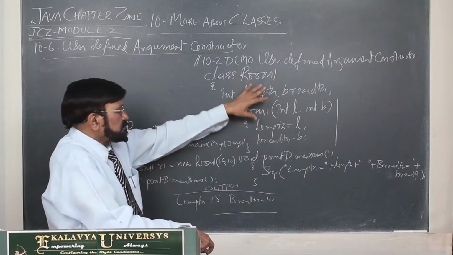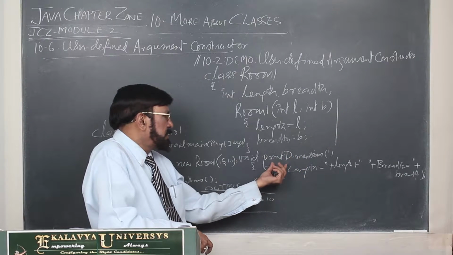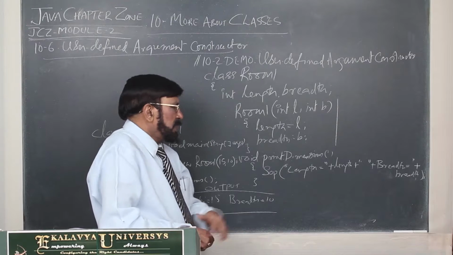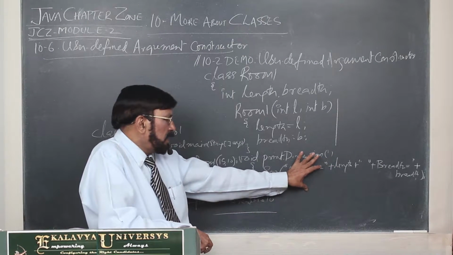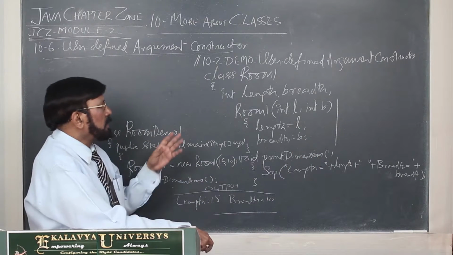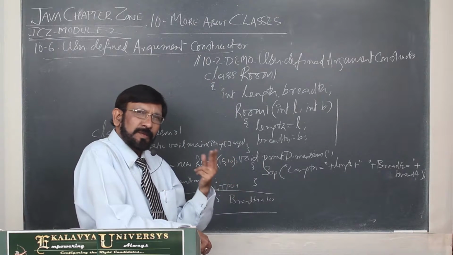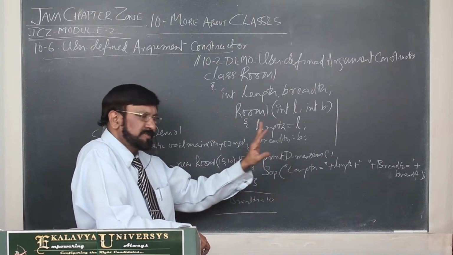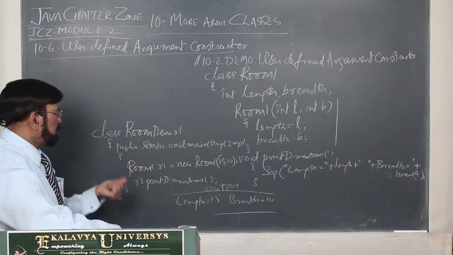And in this, one more we are defining, that is an instance method, void printDimensions. Actually, in order to print the length and breadth, we have defined this instance method. So this Room1 class consists of two instance variables, one constructor and one instance method. Okay. Now this is the implementation class.